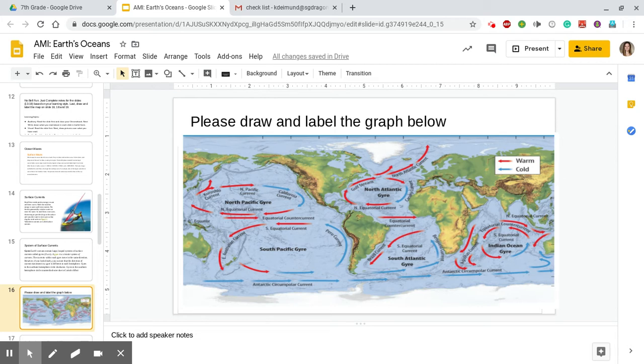And you'll see here on the key that there is a warm and cold key. And if you're looking at the arrows, you can see that water near the equator is warm. And water near the poles, or coming from the poles, is going to bring that cold water, okay?